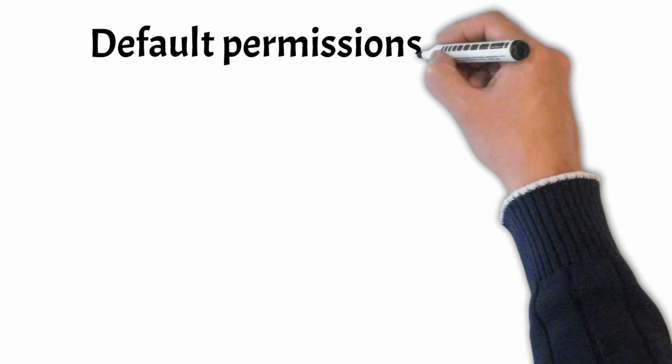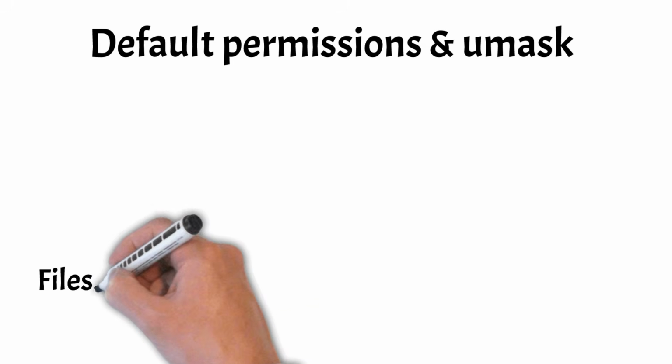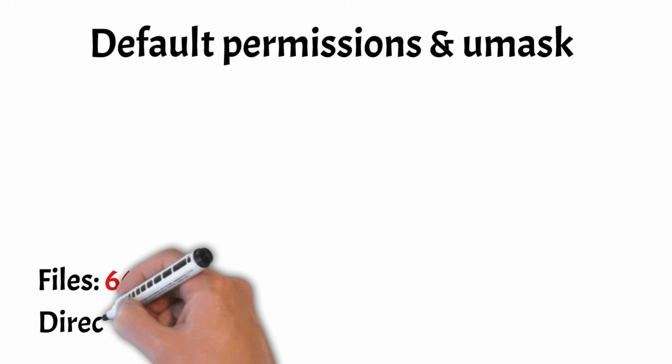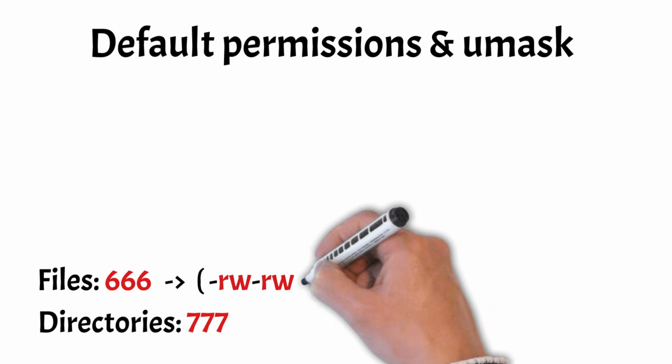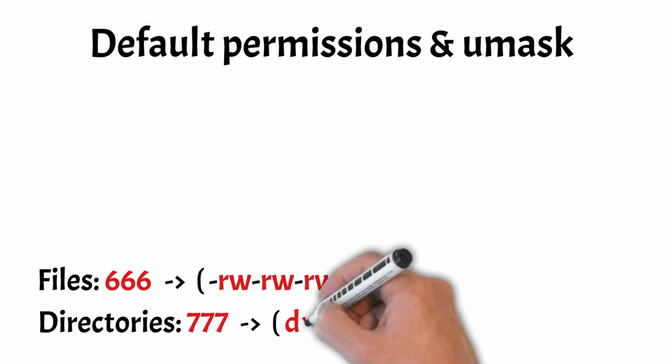Now that we understand how permissions work and how they can be modified, it's important to look at how they are set by default when new files and directories are created. In Linux, new files don't start without permissions. Instead, they are assigned default values, typically 666 for files and 777 for directories, which correspond to read and write access for files and full access for directories.